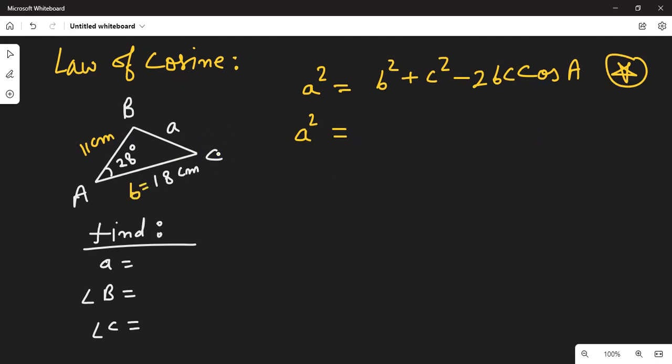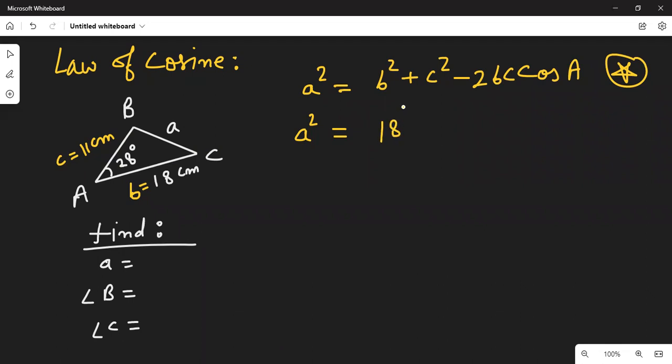You see here, this is opposite to this angle C. That is going to be this side AB, and that is small c, equal to 11. Yes, let us put these values now.